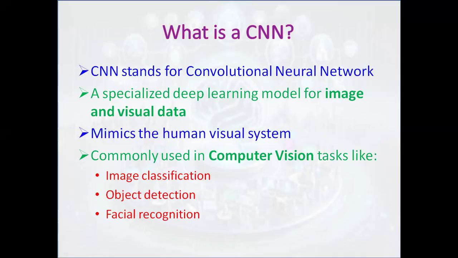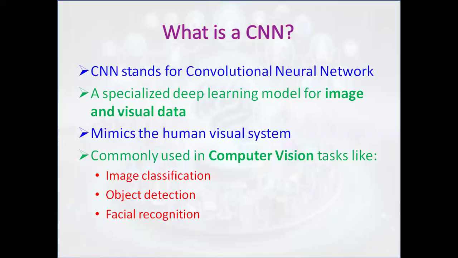In image classification, CNNs assign labels like dog or car to entire images. In object detection, they identify and localize multiple objects in a scene. Facial recognition systems use CNNs to verify and identify individuals based on facial features. In this way, it is helpful for image classification, object detection, and facial recognition.